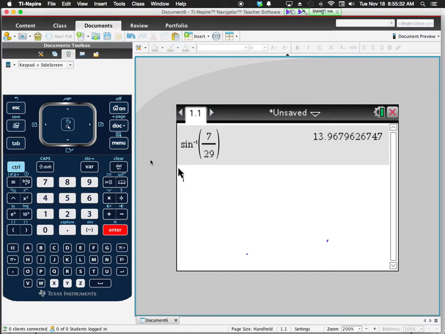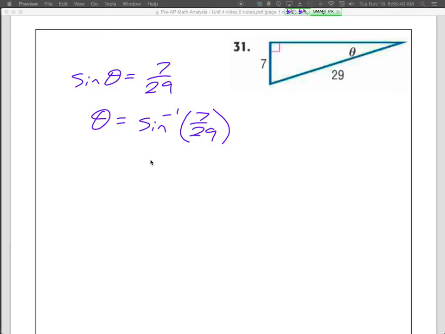Now, usually we want to round, how many decimal places do I want? I usually want 3, but when we're dealing with angles, I only need 1. So in this case, I want the answer to be 13.9. So my angle is 13.9 degrees. Let's put a little circle there. 13.9 degrees would be my angle.